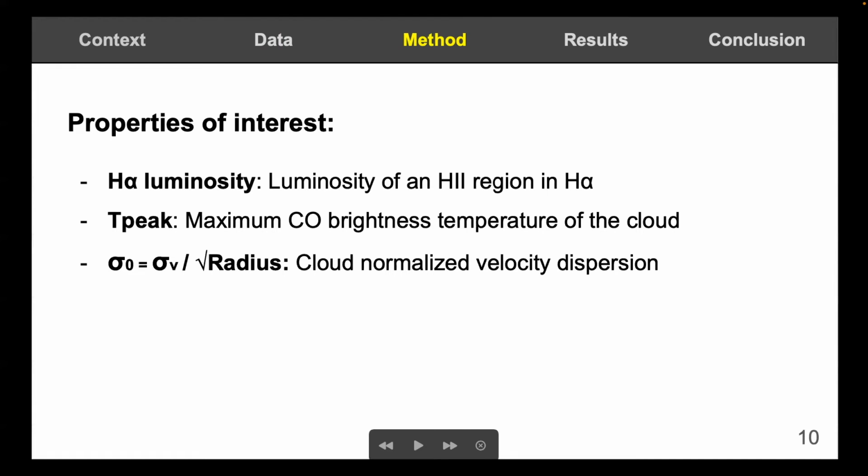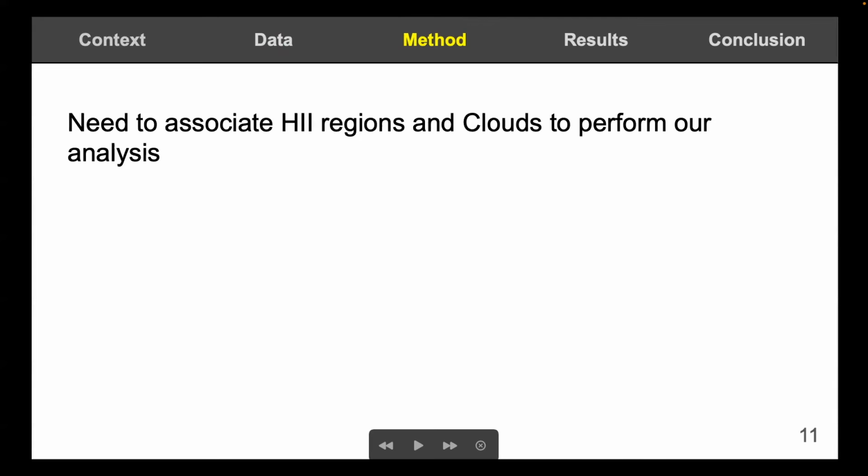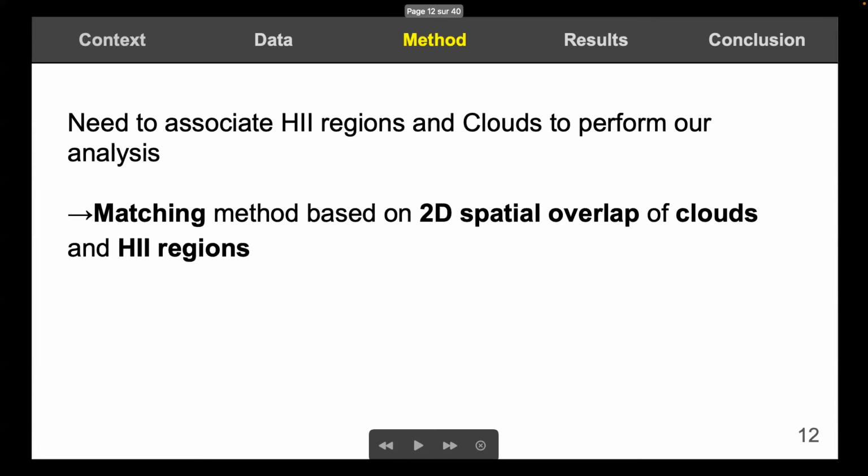The other property is what I will call the cloud normalized velocity dispersion, which is simply the cloud line width divided by the square root of the cloud radius, and which should be sensitive to increased turbulence in the clouds due to stellar feedback. Now, the first step in our analysis to study clouds as a function of H II region was to somehow associate these clouds and H II regions. In order to do this, we used a simple matching method based on the 2D spatial overlap of these clouds and H II regions.